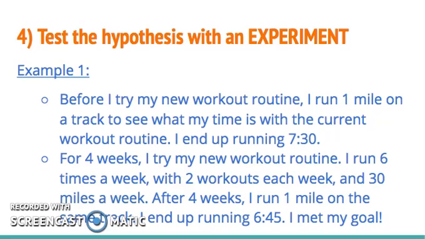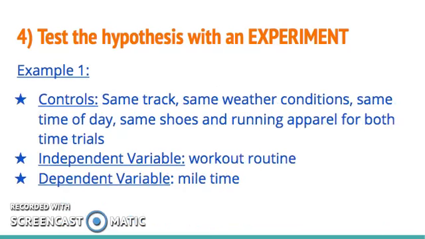After this trial, I'm going to test out the new workout routine for 4 weeks. And I do what I'm supposed to do, run 6 times a week, with 2 workouts each week and 30 miles a week. And after 4 weeks, I end up running 1 mile on the same track. And I end up running 6:45, which is under my goal.